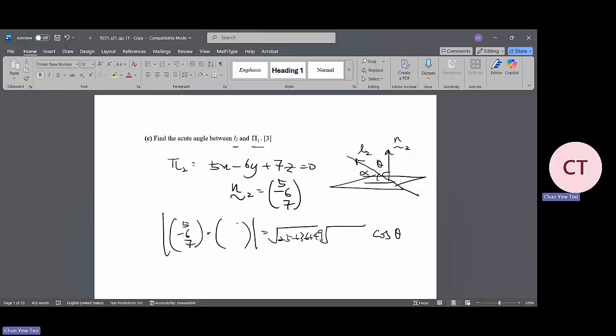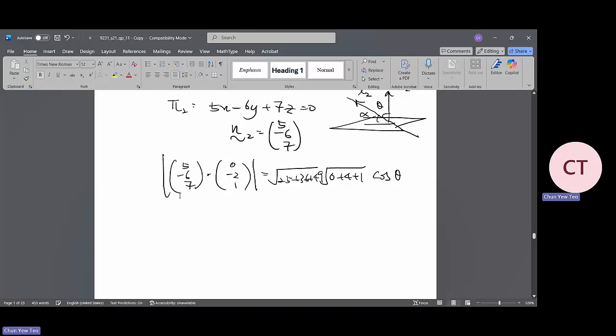Then the L2, just now L2 was 0, negative 2, 1. So it's 0 plus 4 plus 1. So if you use your calculator, you will get this as 12 plus 7 divided by square root of 110 and square root of 5.